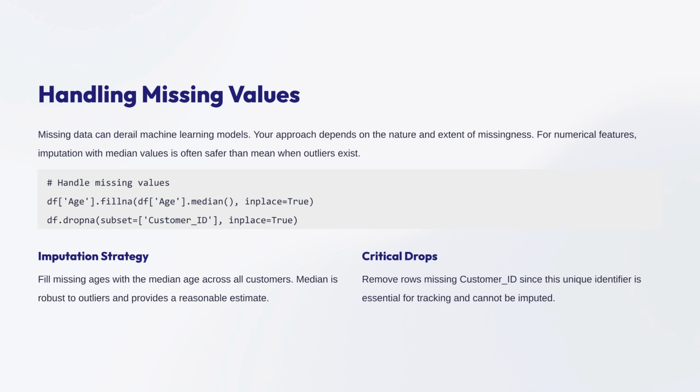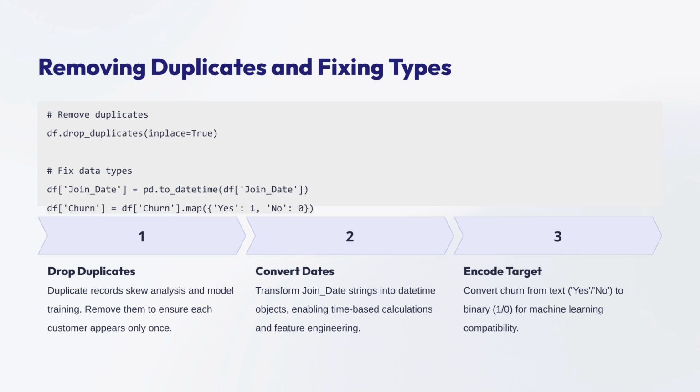To handle missing numerical values, we often use median imputation, as it is robust to outliers. For example, we fill missing ages with the median age. We also critically drop rows where essential identifiers, like customer ID, are missing. We ensure data quality by removing duplicate records. We also fix data types by converting join dates to datetime objects and encoding the churn target variable from text to binary 1 or 0 for machine learning compatibility.